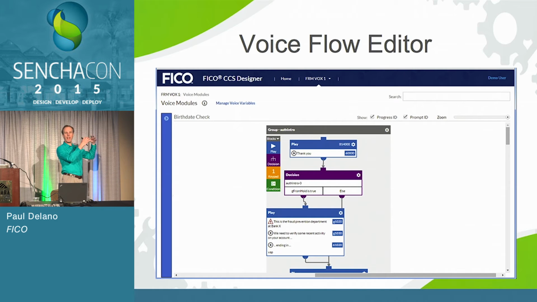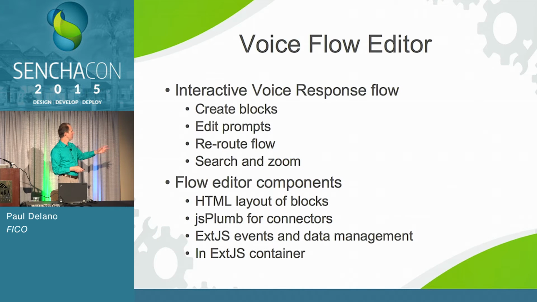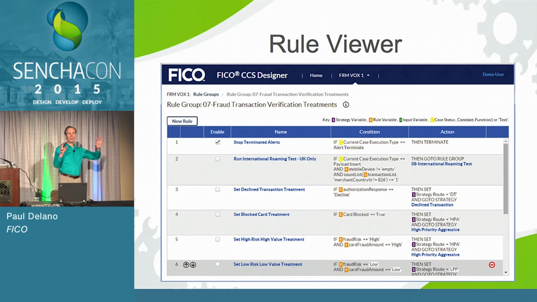But what we did is we encapsulated it. We said we're going to put that inside a component. And then when you click on things and open up a form, now you're popping out into ExtJS forms. Another couple things about that is JS Plumb we use to draw the lines. So that's a nice open tool that worked really well for that. Again, there's a lot more detail on that, but I want to move it along. So the next thing here is the rule viewer.